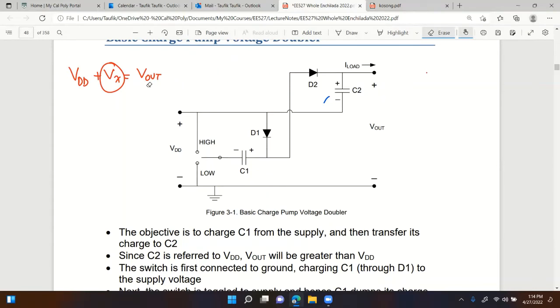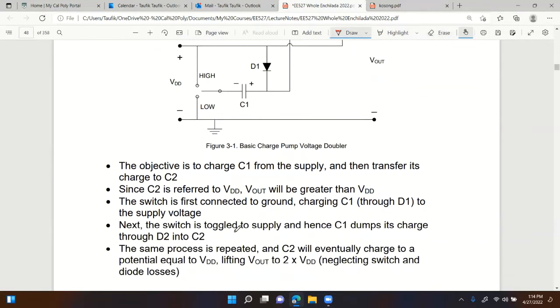So that's what I meant by the second bullet down there: since C2 is referred to VDD, Vout will be greater than VDD. The switch is first connected to ground, charging C1 through D1 to the supply voltage. Next, the switch is toggled to supply, and hence C1 dumps its energy through D2 into C2. The process is repeated, and C2 will eventually charge to a potential equal to VDD, lifting Vout to 2 times VDD.